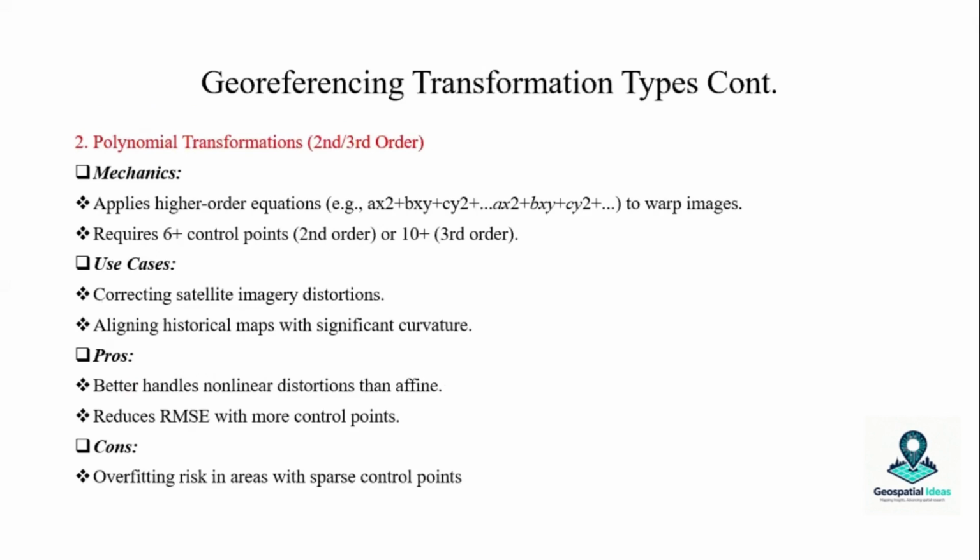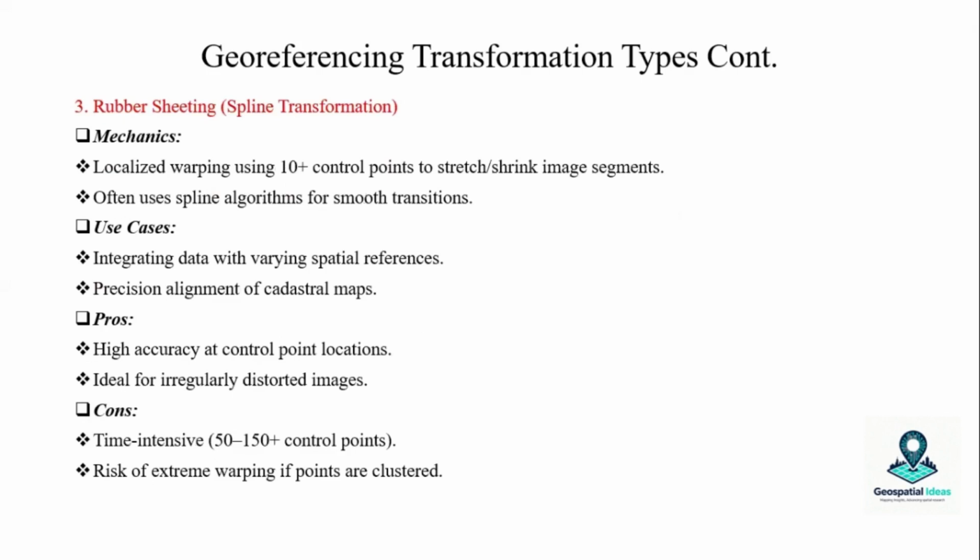This is also for second and third order polynomial. So you are going to use at least six control points. And then if you are using the third order polynomial, you are going to use about 10 control points to be able to do your analysis or to get a better georeferencing. That means that when you use that, you are going to align your data sets to the real world in a very perfect manner, or that will give you the best results you are looking for.